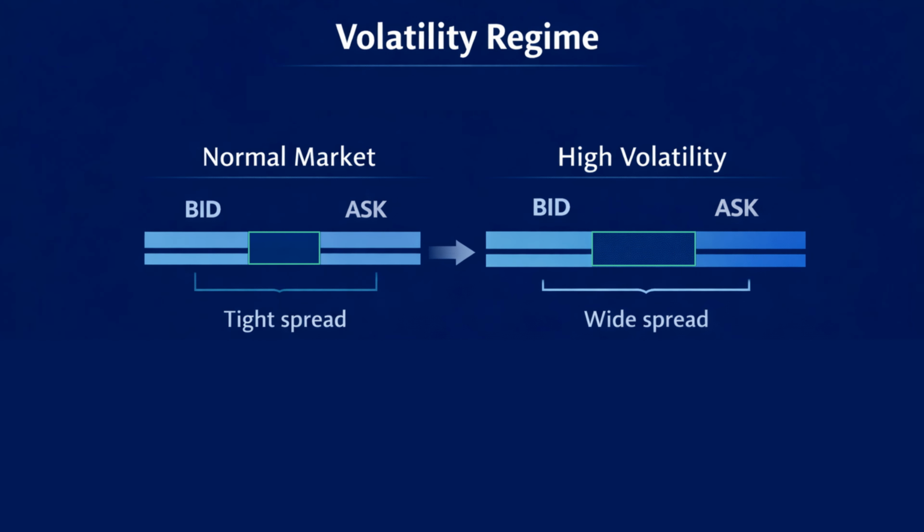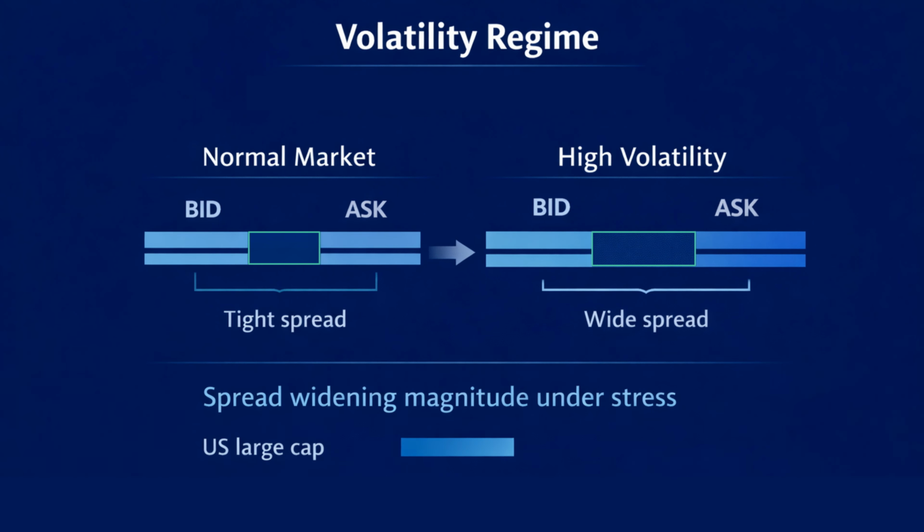Variable 3. Volatility regime. Spreads widen in higher volatility. This is not an opinion. It's a structural response to higher hedging cost and inventory risk. For a broad US equity ETF, widening can still remain modest. For credit, small caps, or emerging markets, widening can be large.